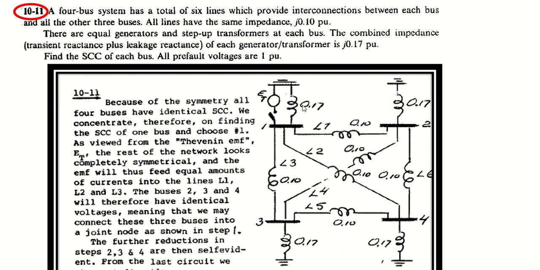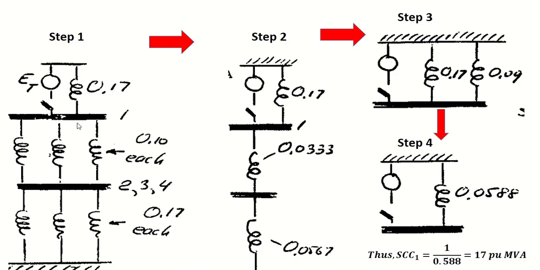Then we are going to put down our reactance that is given. Here for our generator and transformer it is j0.17. So we write j0.17, and our line reactance is 0.1. So all lines will have a reactance of 0.1. Now we are going to reduce this. First step, as we mentioned, we are only going to select bus one. Line one, line two, line three are all identical, and all are going to one bus. So we are going to put something like this.